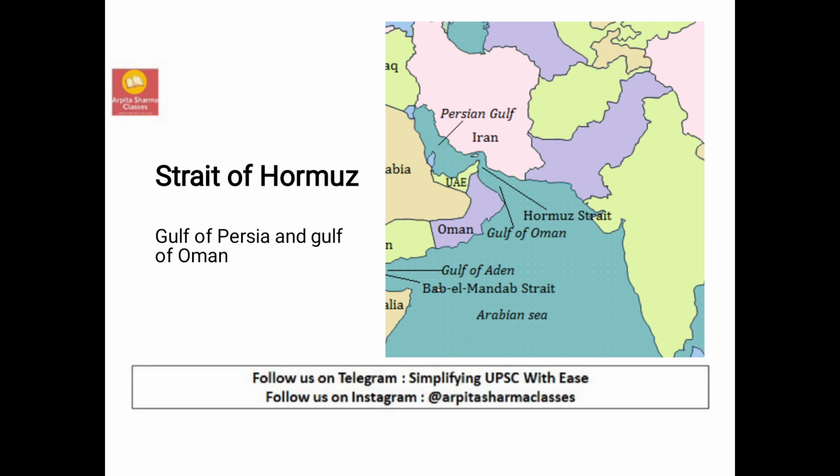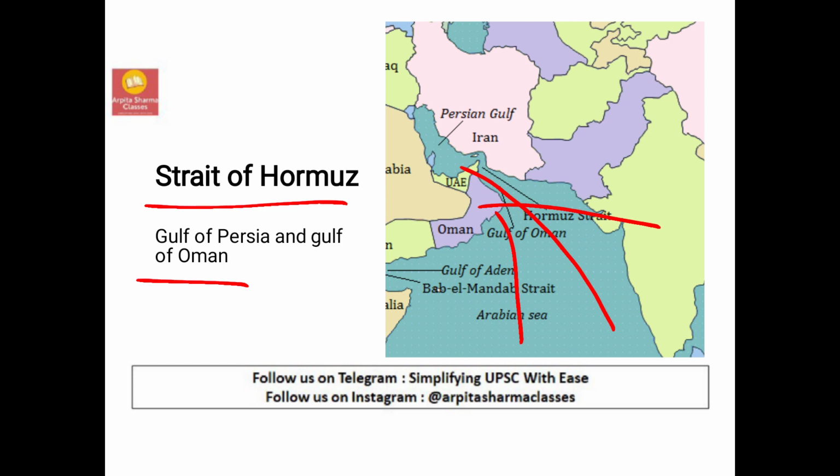The Strait of Hormuz is one of the very important straits, because this is a strait where 4% of the global oil supplies will pass through. Is it correct? Please comment down in the comment box. I'll tell you if it is correct in the next slide. The Strait of Hormuz is present between the Gulf of Persia and the Gulf of Oman. Or simply, the Persian Gulf opens into the open sea, the Arabian Sea, through the Strait of Hormuz.